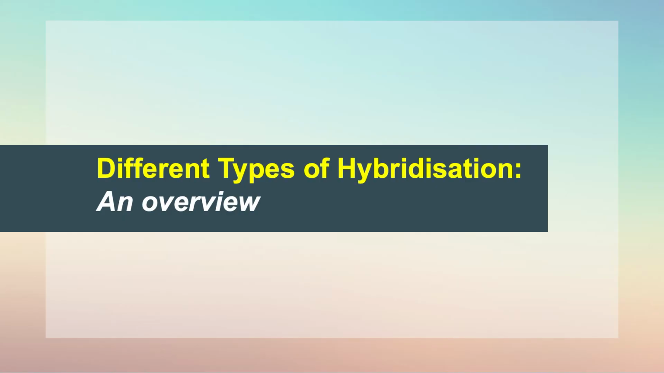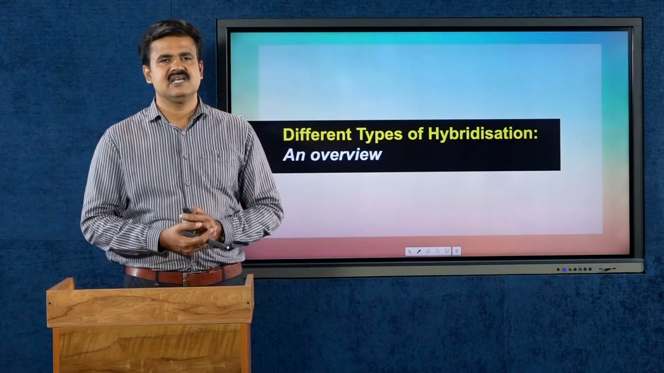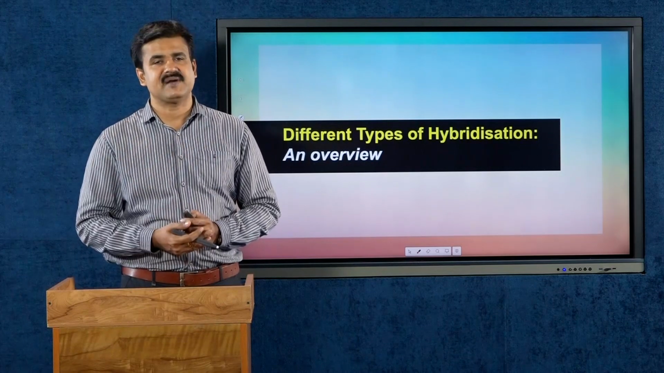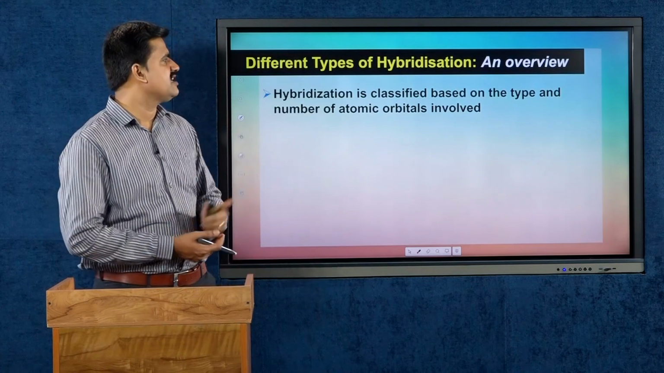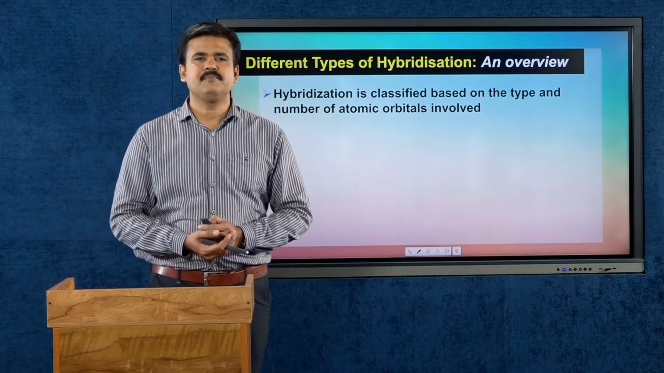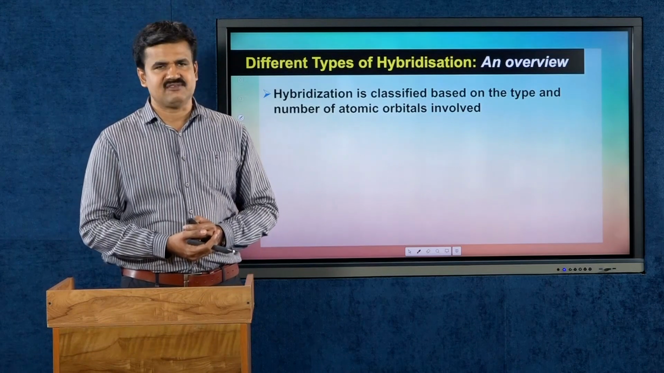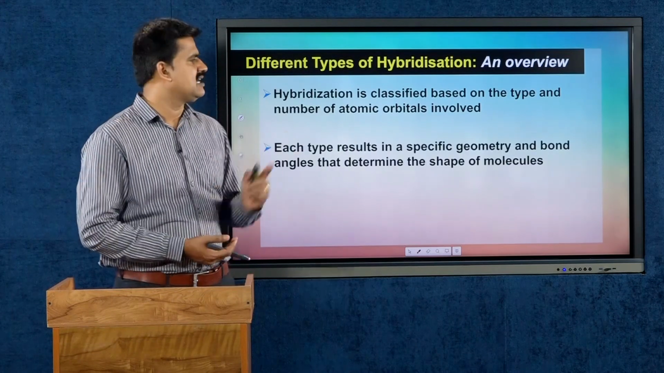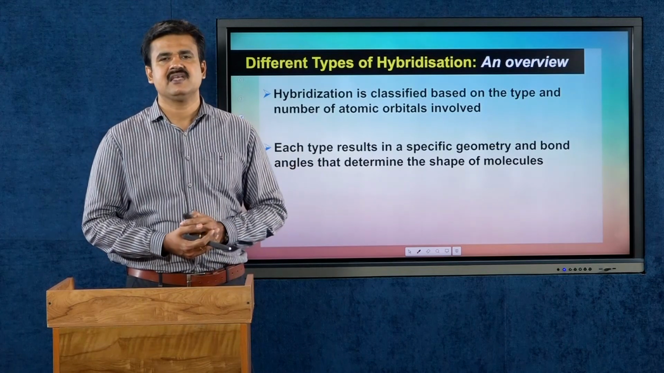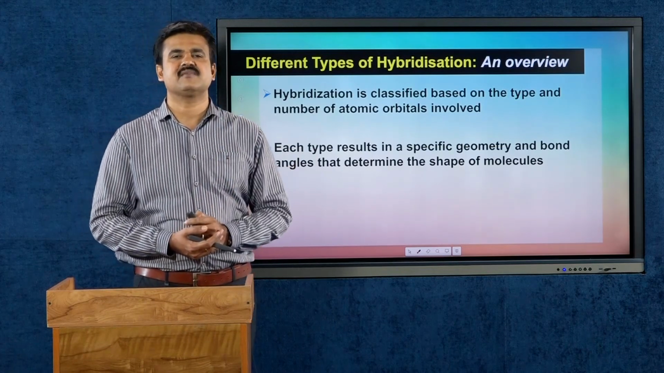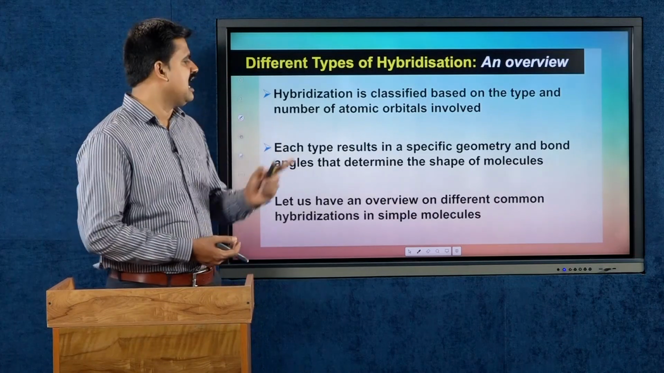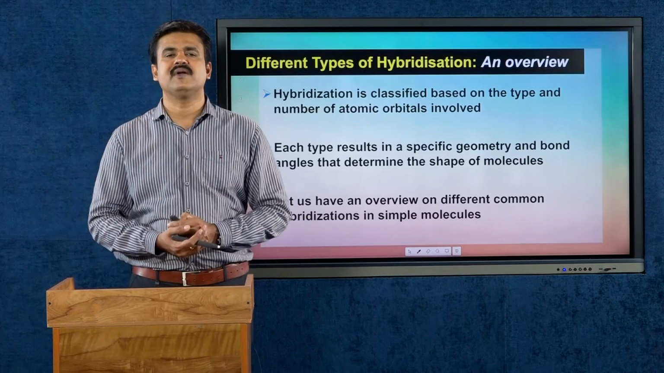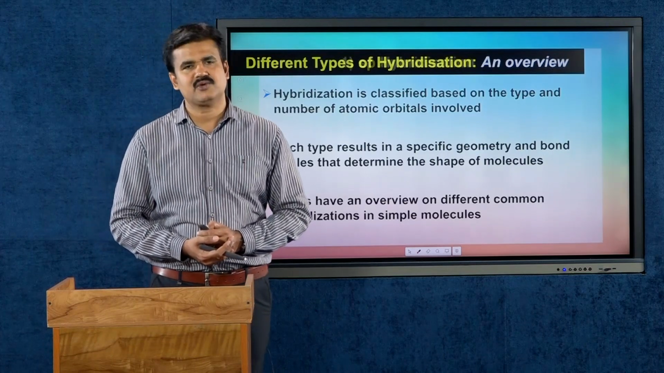We are discussing different types of hybridization and an overview. In the coming few slides, we are discussing various kinds of hybridization from a bird's eye view. Hybridization is classified based on the type and number of atomic orbitals involved. Each type results in a specific geometry and bond angles that determine the shape or geometry of the molecule. Let us have an overview of different common hybridizations in simple molecules.